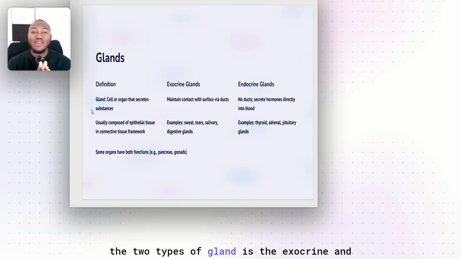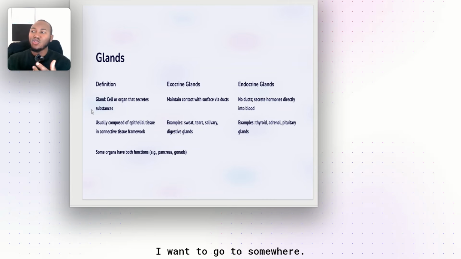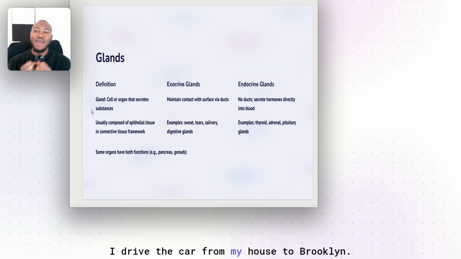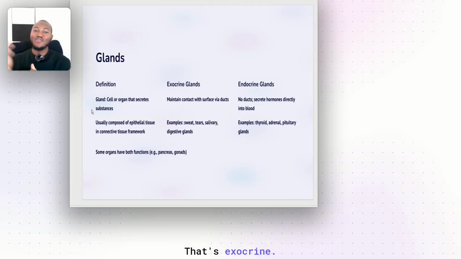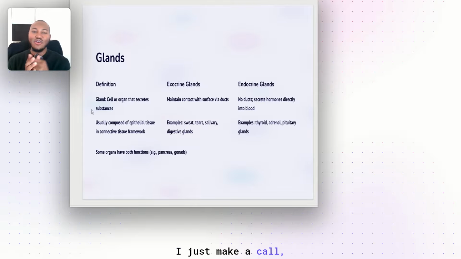Now, the two main types of gland are the exocrine and the endocrine. Exocrine is the one that has contact, meaning that I want to go somewhere. I drive a car from my house to Brooklyn. That's exocrine. There's a duct, a point of contact, a channel. But endocrine, I need to pass information to Brooklyn. What do I do? I just make a call, right?